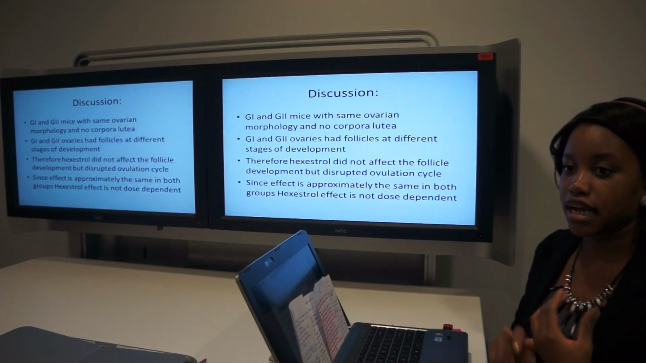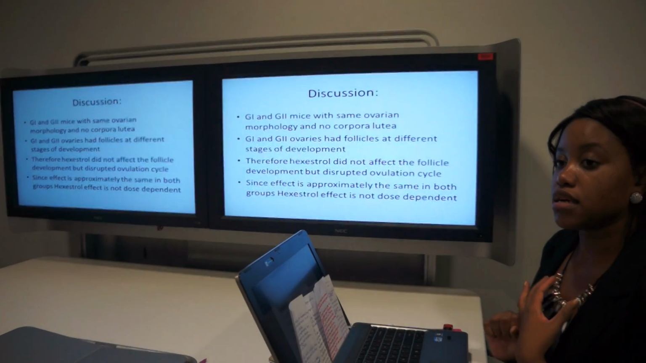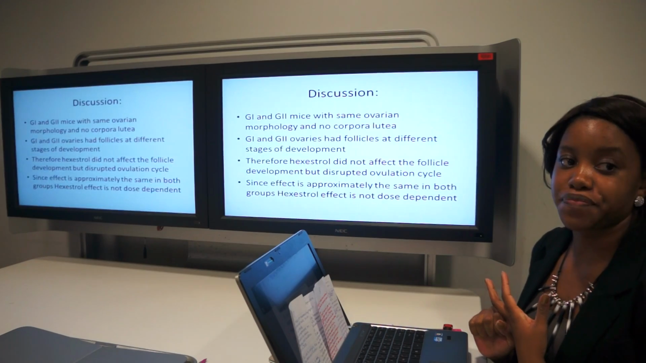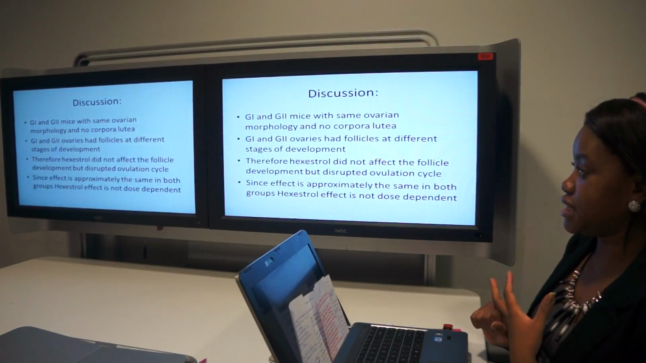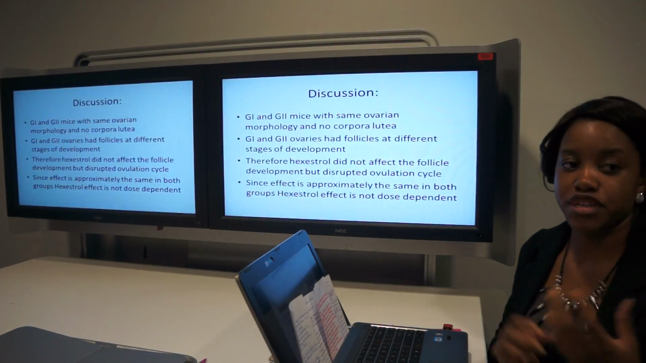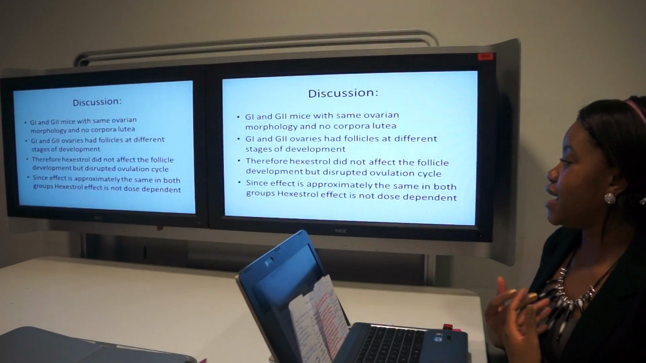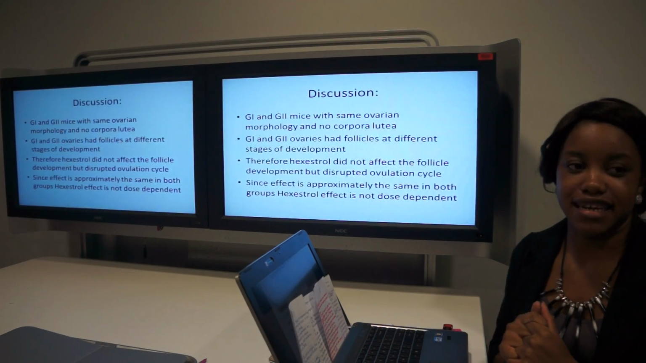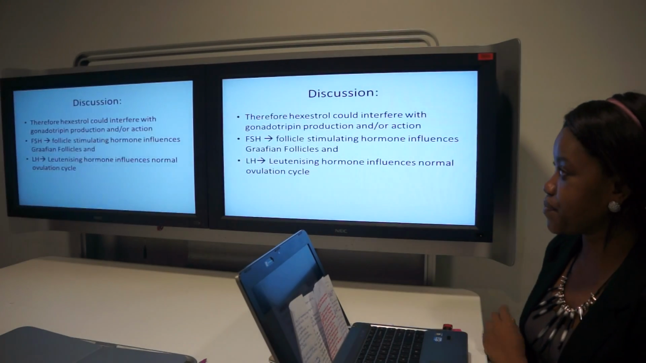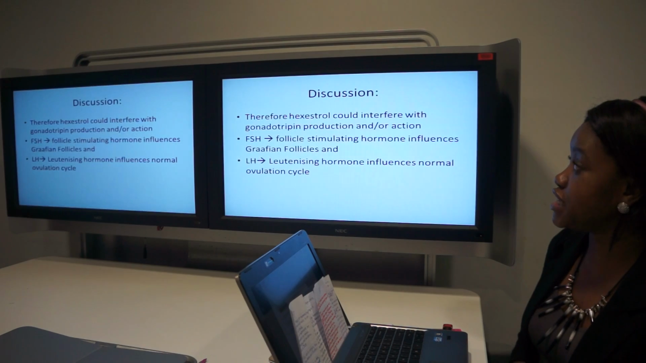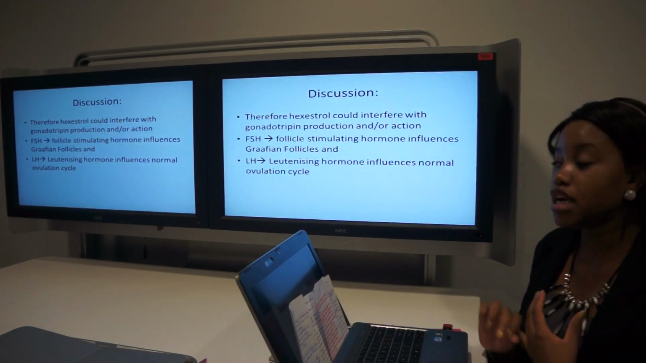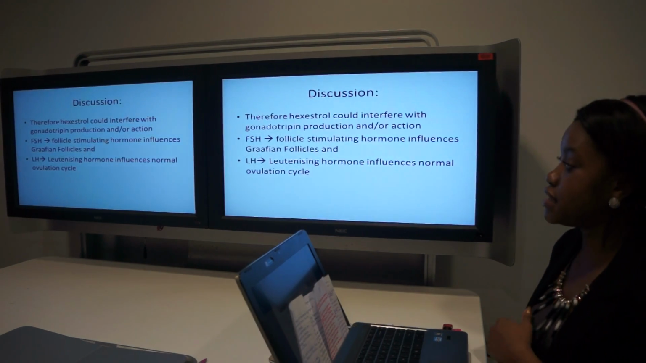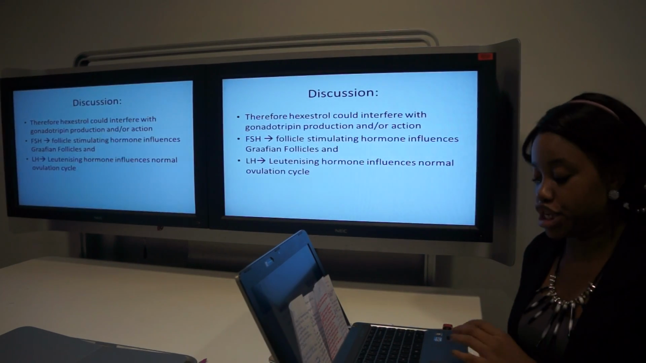Therefore, Hexestrol did not have an effect on the follicle development, but it had an effect on the ovulation cycle. Since the effect was approximately the same in both groups, it means that Hexestrol is not dose dependent. Therefore, Hexestrol could interfere with gonadotrophin production, where follicle-stimulating hormone influences Graafian follicles and luteinizing hormone influences normal ovulation cycle.